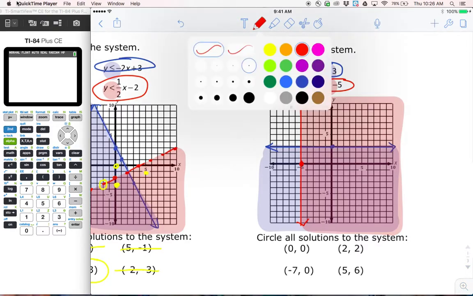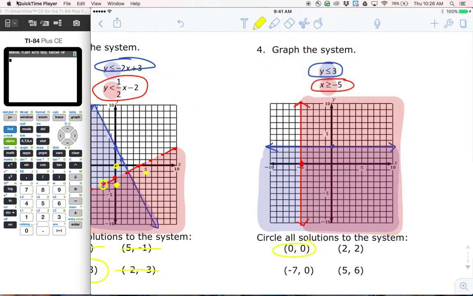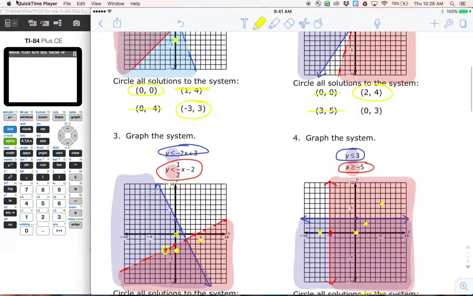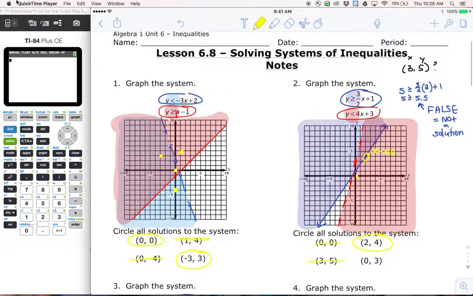All right, check a couple points here. I'm checking (0, 0), which does work. (2, 2) is right here. That also works. It's in the double shaded purpley area. (-7, 0) was only shaded once. And (5, 6) was also only shaded once. All right, main points from today's lesson. A solution is any point that makes your inequality true. The solution to a system are all your overlapping points on the graph, or a point that makes two inequalities true.